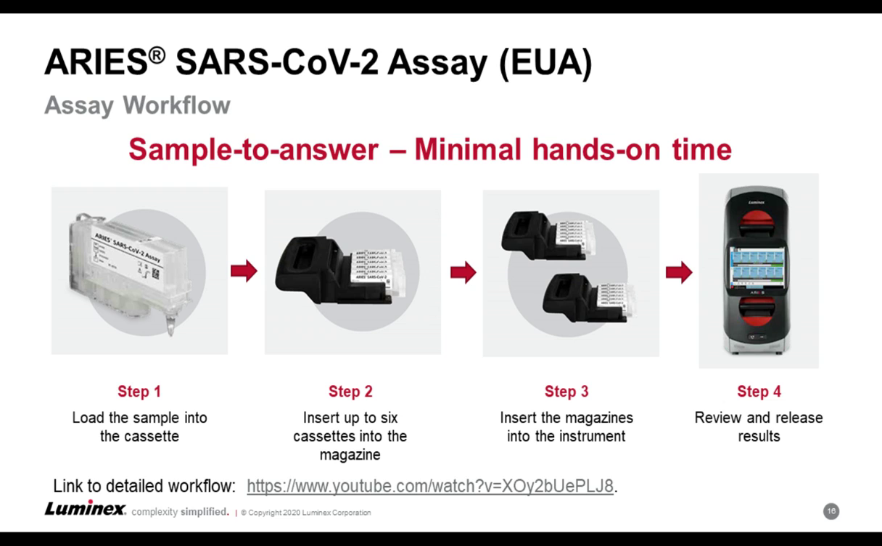Now, just looking a little closer at the workflow, you simply prepare the cassette and add 200 microliters of UTM or equivalent, close the sample tube. Then you load that cassette into a magazine, which fits up to 6 samples at a time. Then that magazine is loaded onto an instrument. And finally, the instrument will run and automatically result out each sample. This can be done either through an LIS interface or manually.